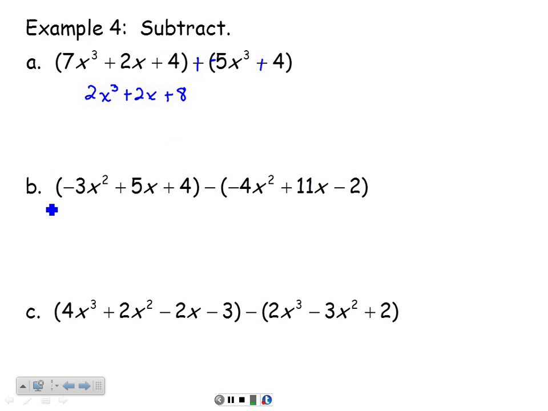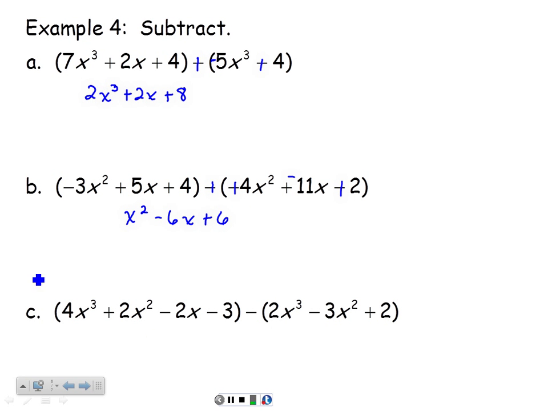So let's try that in B. Let's change the main subtraction sign only to addition, and take the opposite of everything in this trinomial. So this will be plus 4x squared minus 11x and plus 2. And let's combine like terms. So we have negative 3x squared and 4x squared, which is going to be 1x squared. We have 5x and negative 11x, which is negative 6x. And then we have 4 and 2, which is going to be 6.